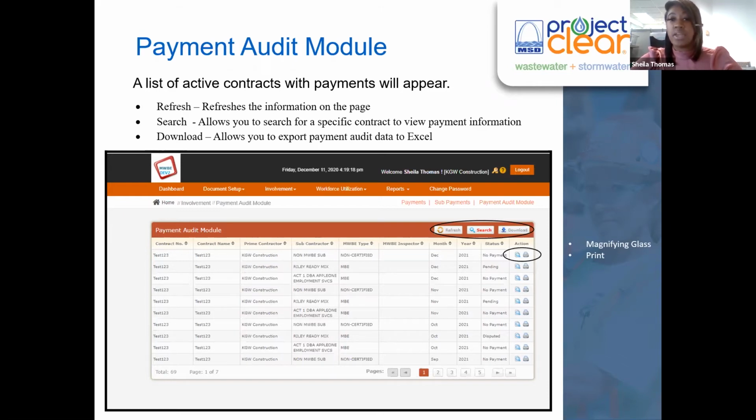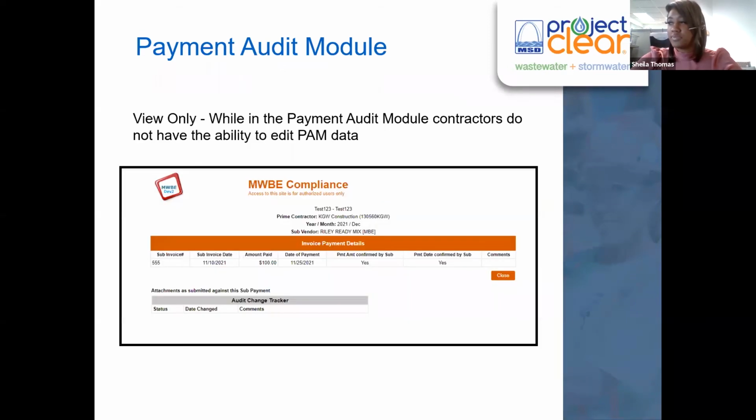To the right of each payment line, there are 2 options located under the Action field. The first one is a magnifying glass, which opens to payment audit details for that particular line. And the second is the Print feature, if you want to print the payment details for the payment information. Please note that the payment audit module is view only.